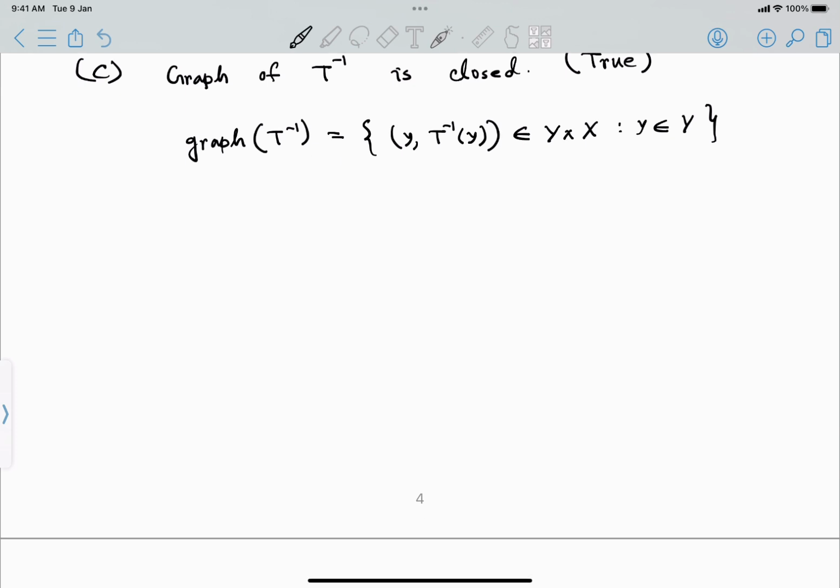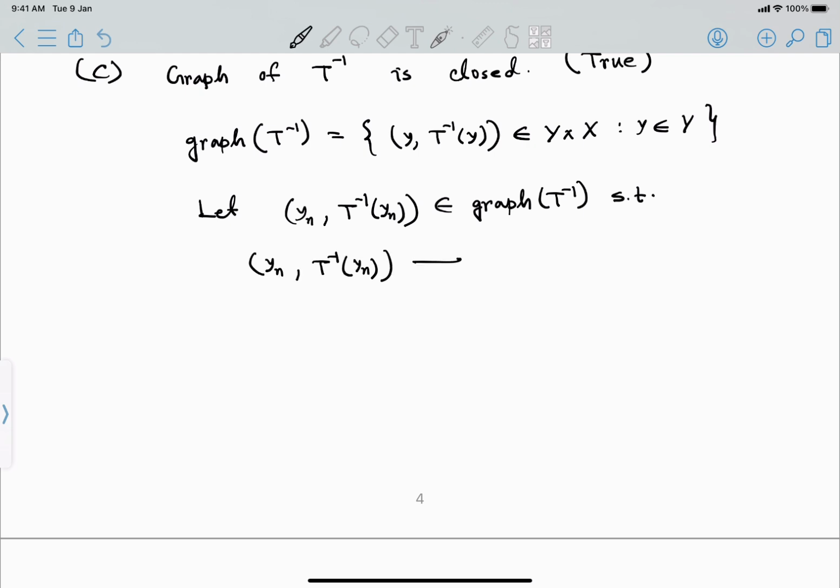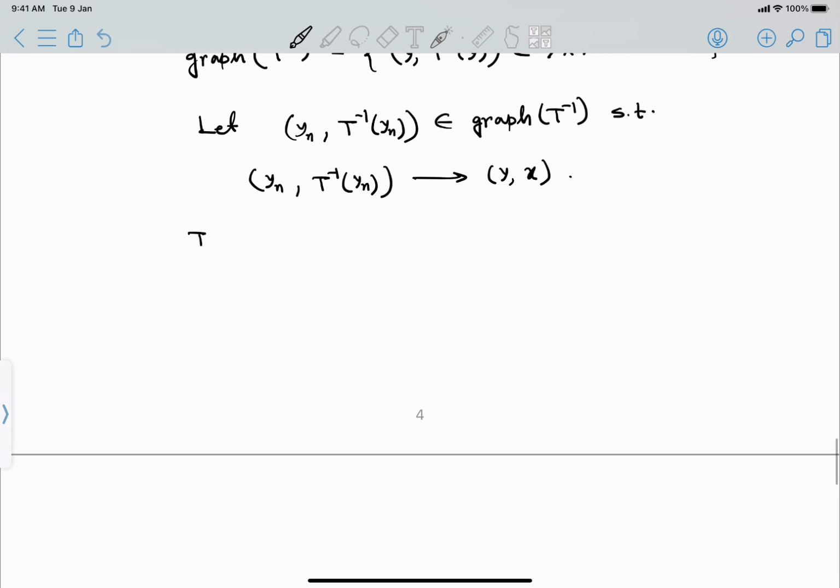So to show the graph is closed means we have to take a sequence. So let yn comma T inverse yn belong to graph of T inverse, such that yn comma T inverse yn converges to some point, let's say y comma x. Then we have to show that y comma x belongs to graph of T inverse.